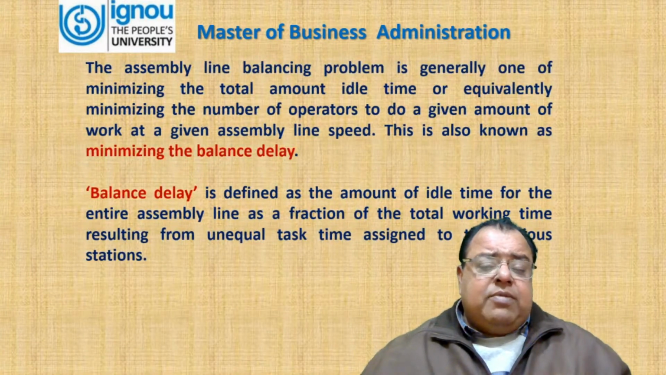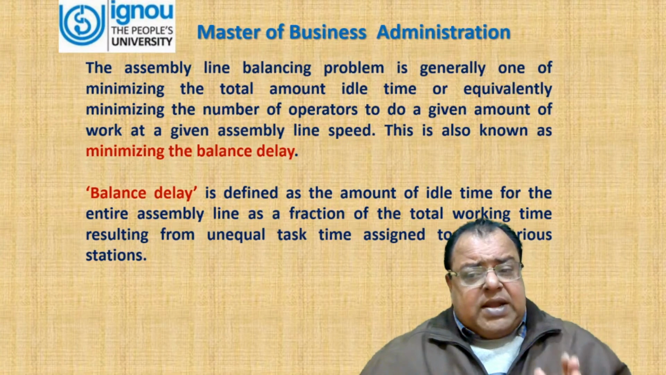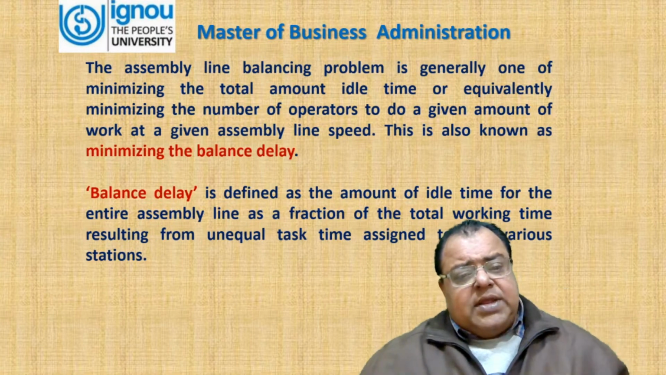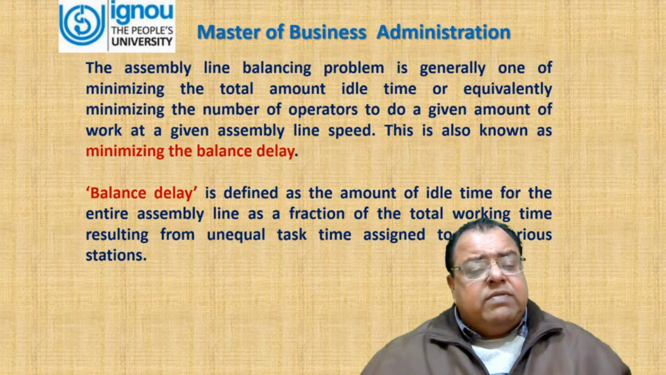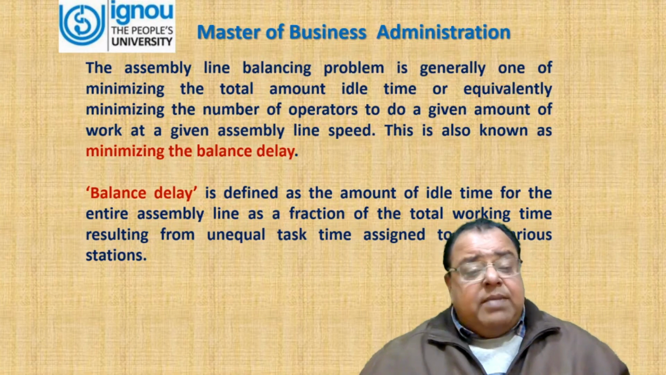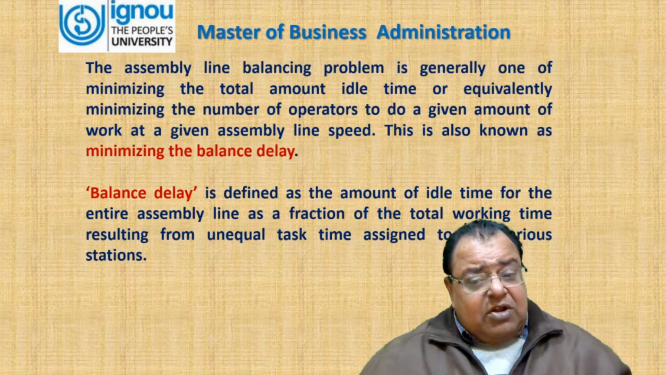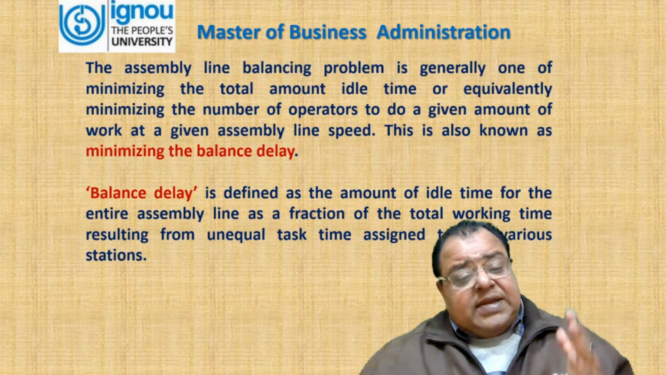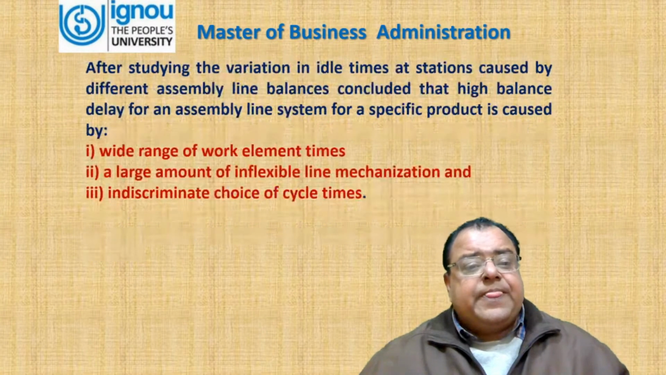The assembly line balancing problem is generally one of minimizing the total amount of idle time, or equivalently minimizing the total number of operators to do a given amount of work at a given assembly line speed. This is also known as minimizing the balance delay. Now, what is meant by balance delay? Balance delay is defined as the amount of idle time for the entire assembly line as a fraction of total working time resulting from unequal task time assigned to various stations.